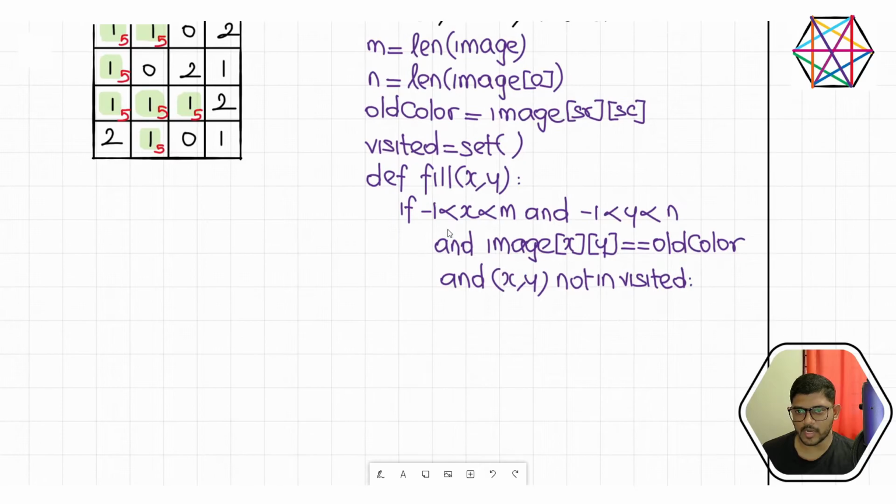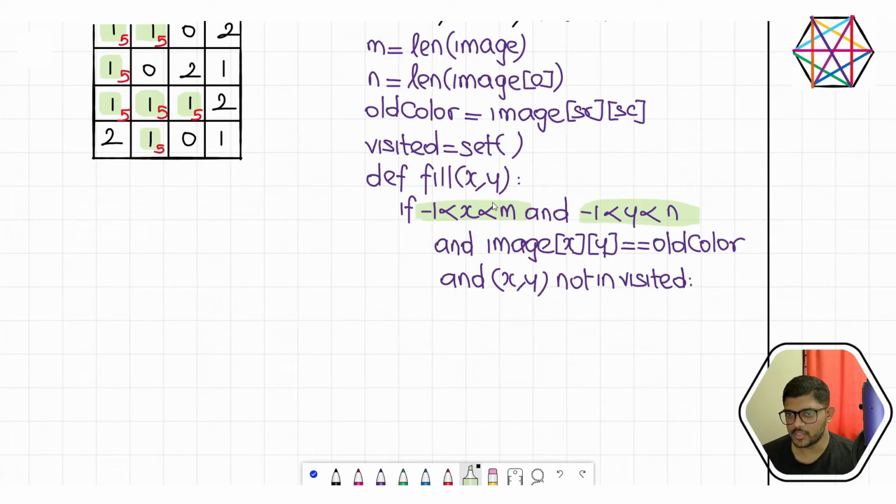So if all those conditions are met, what are the conditions? The row number x is a valid row number. That is what we are conveying here. The column number y is a valid column number. These two conditions put together will ensure that we are always traversing within this matrix only, within this image only. And this particular condition means that the cell under consideration is having the same color as that of the starting cell, which we are denoting by the variable old color. And this particular condition means that the cell under consideration is not already visited. It's a fresh cell. First time we are processing it.